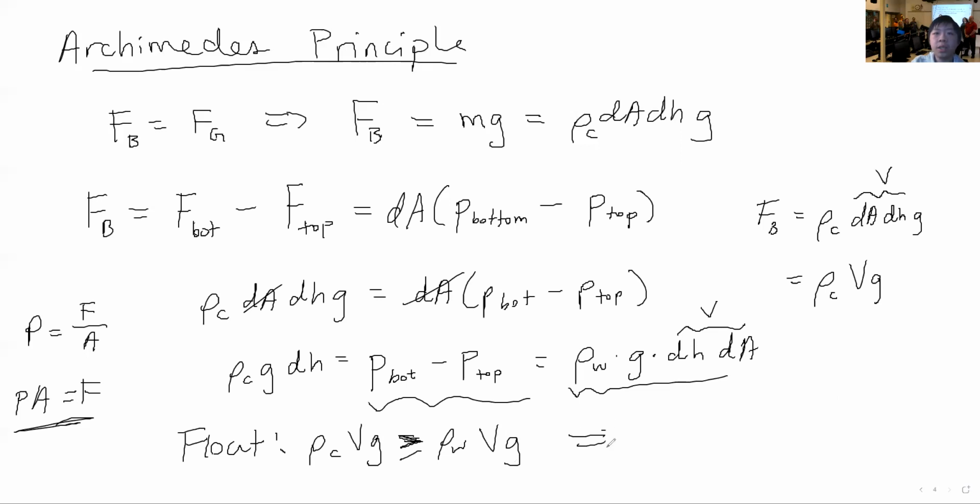So that means the object floats if the density of the cube is less than or equal to the density of the water. Oh, I condensed the dA dH into V. All right, but where did my inequality mess up?